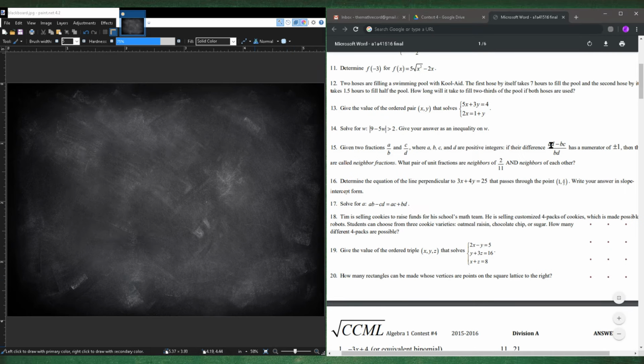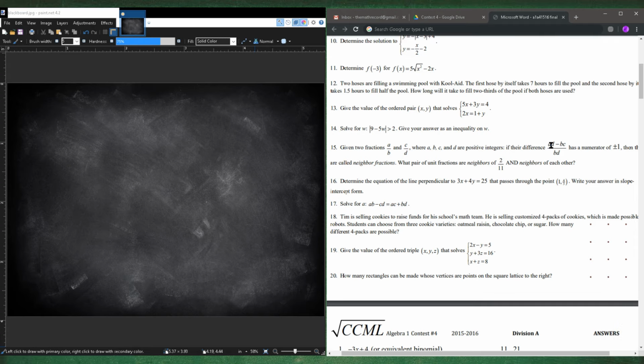Number 15. Given two fractions a divided by b and c divided by d, where a, b, c, and d are positive integers, if their difference ad minus bc has a numerator of plus or minus 1, then they are called neighbor fractions. What pair of unit fractions are neighbors of 2/11 and neighbors of each other?